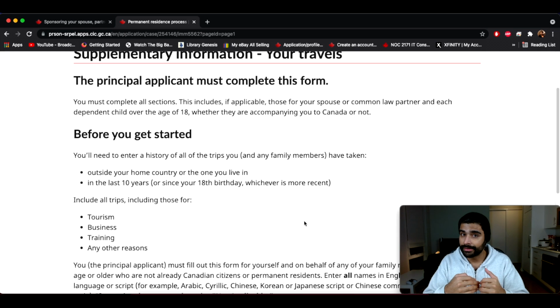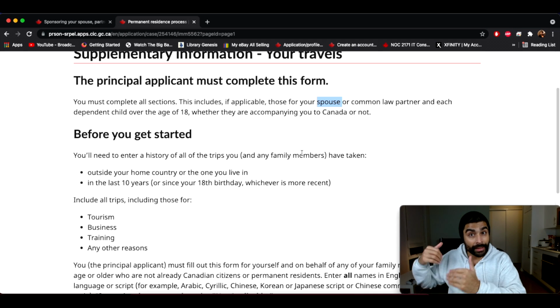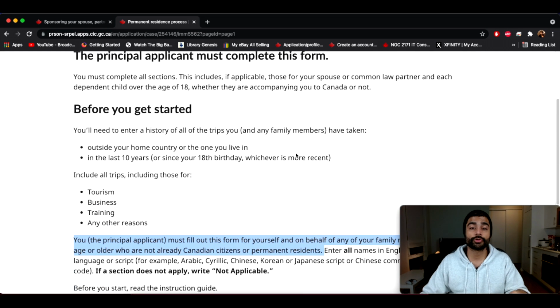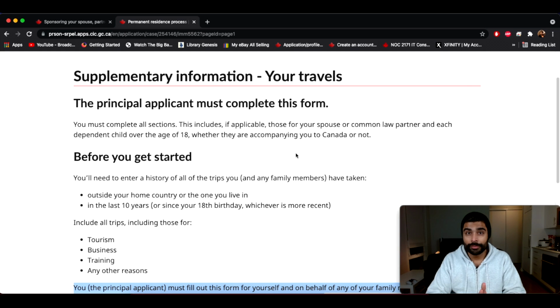So my understanding and the research that I've done tells me that this spouse is not the sponsor, okay? Because this form is meant to be filled only by the applicant and any dependents on the applicant, not the sponsor who's already in Canada as a permanent resident or citizen. So don't get confused. This form is supposed to be filled out only by the principal applicant.